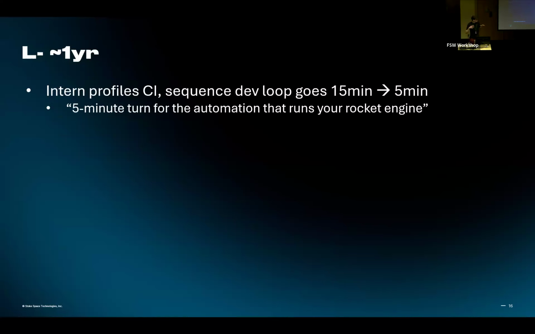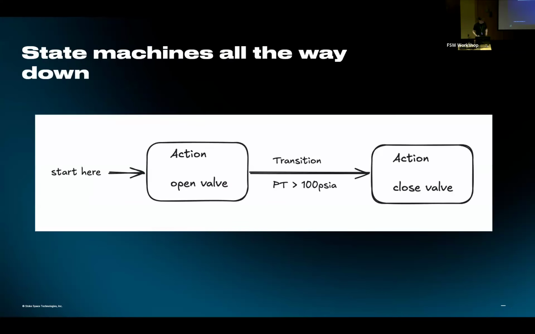So now things are in an okay state. We're sort of right around today. Let's take this breathing room to look at what's actually happening in the autonomy stack. So this is a state machine. We're talking about state machines today. It's a very simple one. We open a valve, we wait for a condition, and we close the valve.